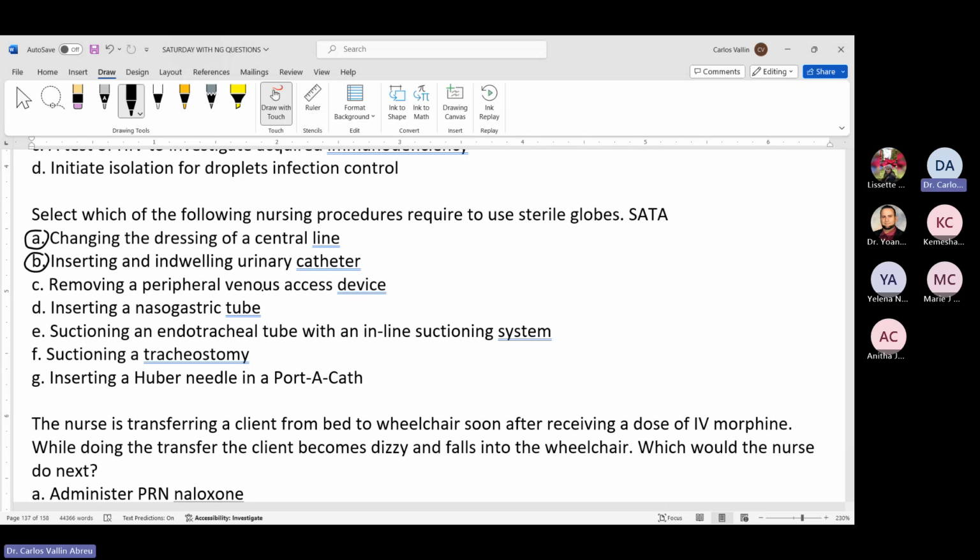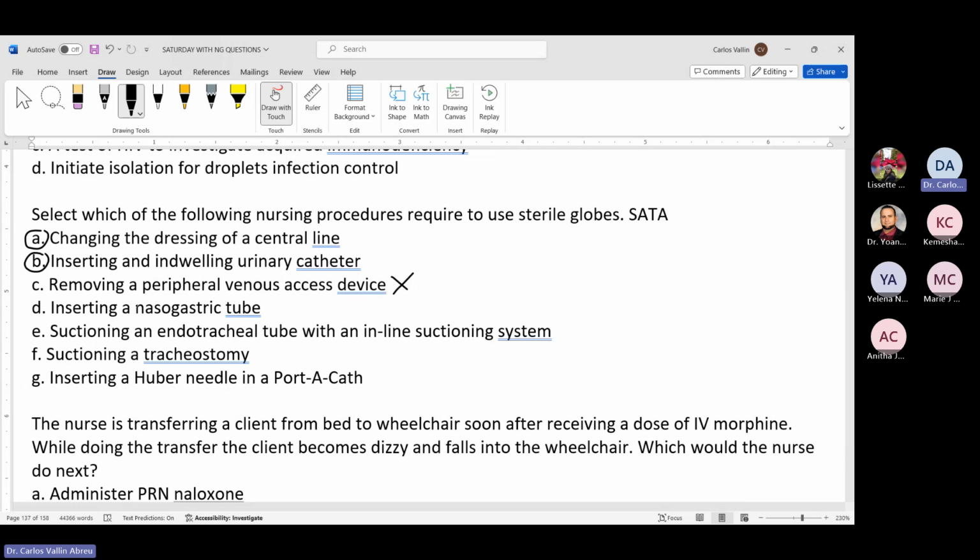Removing a peripheral venous access device doesn't require a sterile glove. You should use clean gloves for standard precaution because you anticipate that a small amount of blood can be spilled when removing the catheter. But you don't need to use sterile gloves. You use clean gloves.